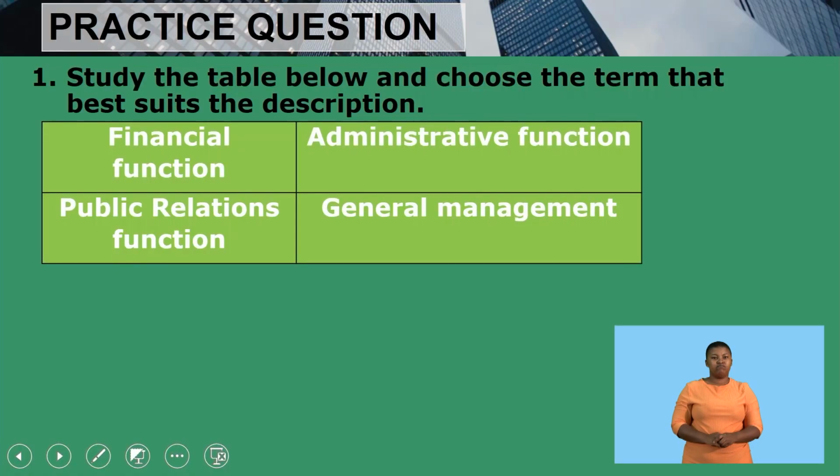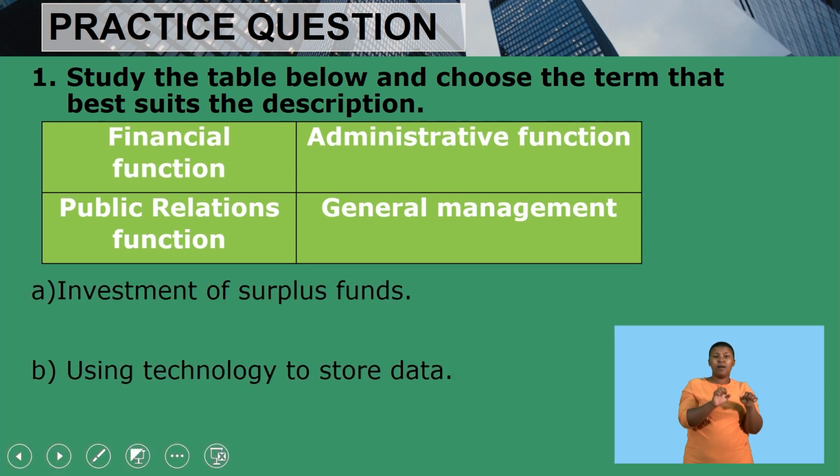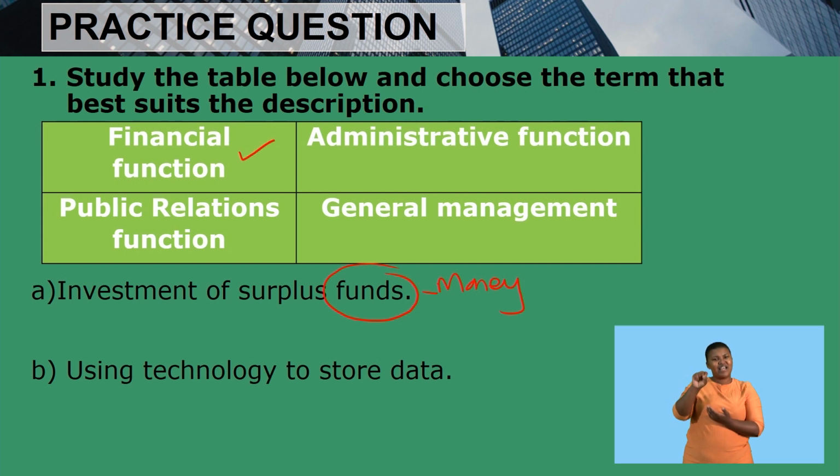Our first question is quite straightforward. It says, study the table below and choose a term that best suits the description. So we have our financial function, administrative, public relations, and general management. A then states investment of surplus funds. So remember, funds refer to money. And who's responsible for managing the money? Of course, our financial function. All right, so there we go. That is then our first question. Financial function, they invest all surplus funds in the business.